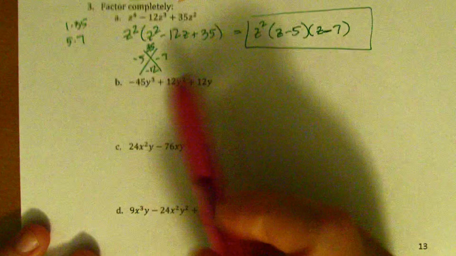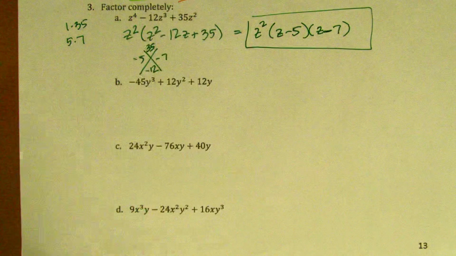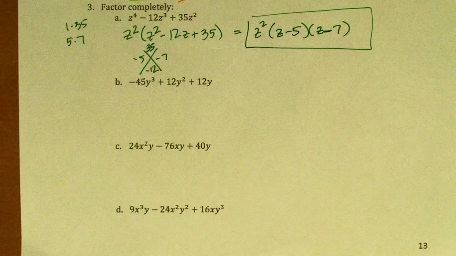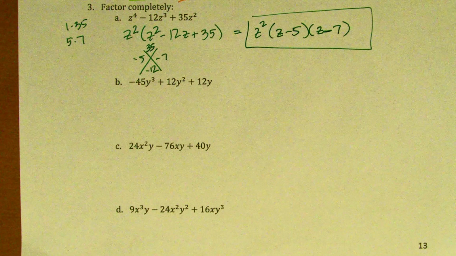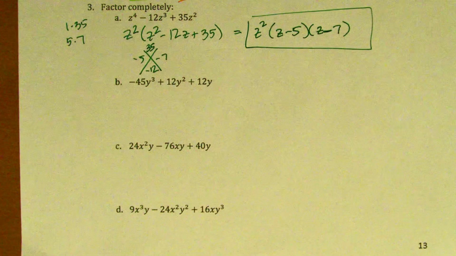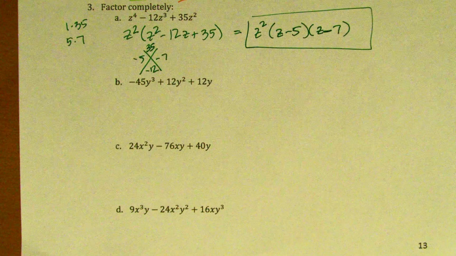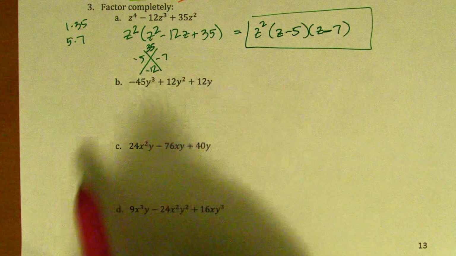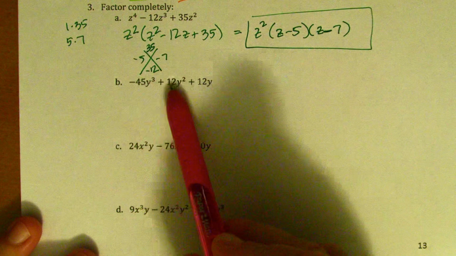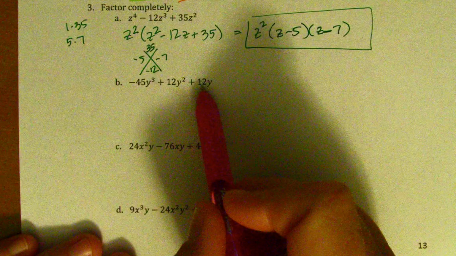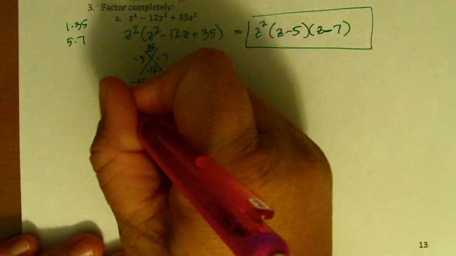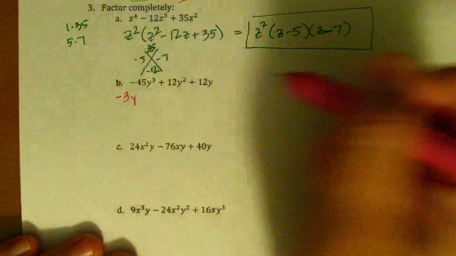Now in the next example, you'll notice that our largest term is negative, and anytime that happens, I strongly suggest, even if there's no greatest common factor, that you pull out a factor of -1. It will make your work a lot easier. Now these numbers do have a common factor. 45, 12, and 12 have a common factor of 3, and all three terms have a y. So I'm actually going to pull out a -3y.